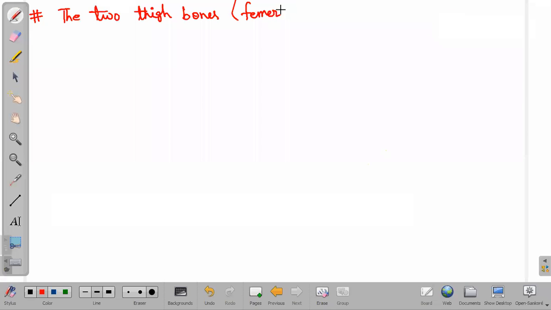Femur. Okay, so two are there, so femurs. Each of cross sectional area 10 centimeters square. So area is given, 10 centimeters square. Support the upper part of human body.